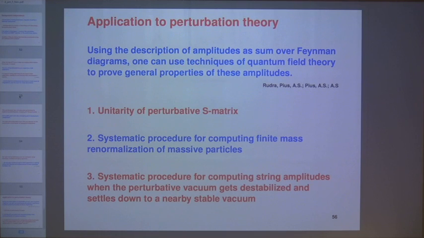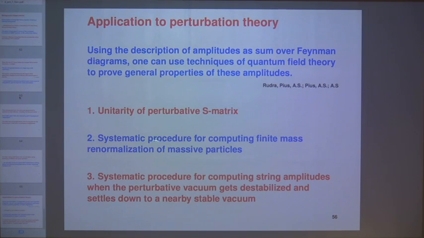So this is my final slide before the conclusion. This is a one-page summary of application to perturbation theory, because as I said, that's one of the motivations for studying string field theory. Here I'll be very brief, just describing the results. The idea is that using the description of amplitudes as a sum over Feynman diagrams, one can use techniques of quantum field theory to prove general properties of these amplitudes, which are not always visible in the context of the worldsheet description, which gives only one term at every loop order.